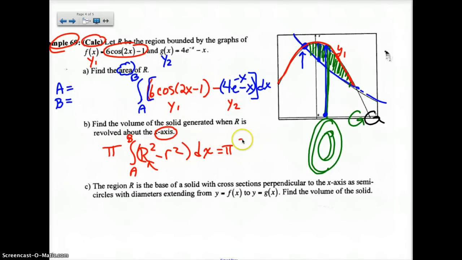So I've got pi times the integral from A to B of my first function. Don't forget to square it. And then my inner radius, again, is from the axis to the inside of the curve, which is really just my blue function. So make sure, again, that you don't forget to square that in there. It's pi r squared h, and the height of those right here is represented by our dx. And you need to go finish that off on your calculator.